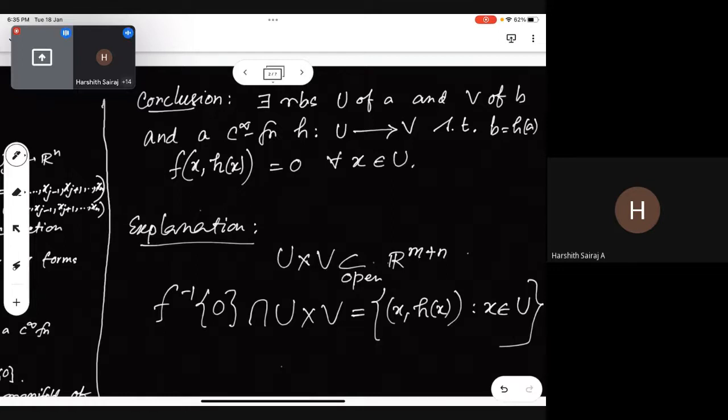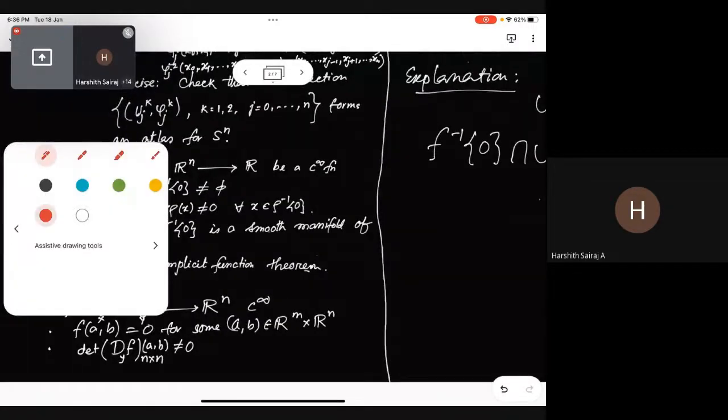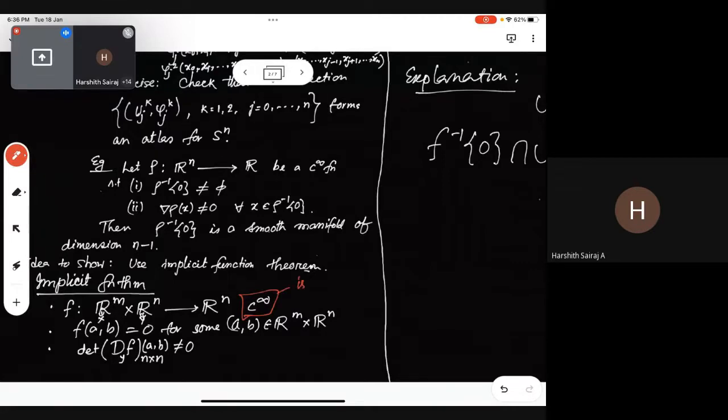So you used a C infinity function in the statement, instead of continuously differentiable. Yes, I have taken C infinity, smooth enough so that I get some smooth manifold out of it. You can work with C1, and you'll get the function h to be C1 only. But most of the cases we'll see, the function is C infinity smooth, so I've taken the statement in this way. So this C infinity is not required.